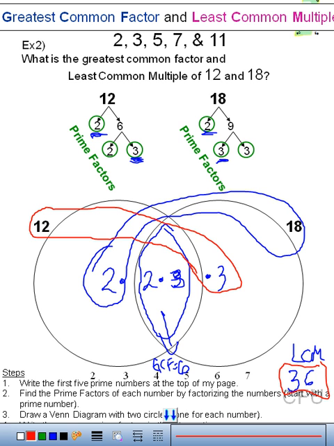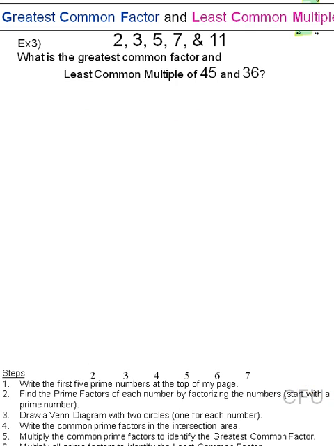See if you can do this one by yourself. Example number 3. What is the greatest common factor and least common multiple of 45 and 36? See if you can do this one by yourself, please. Once again, don't forget, your first step is to write your first 5 primes. Okay?